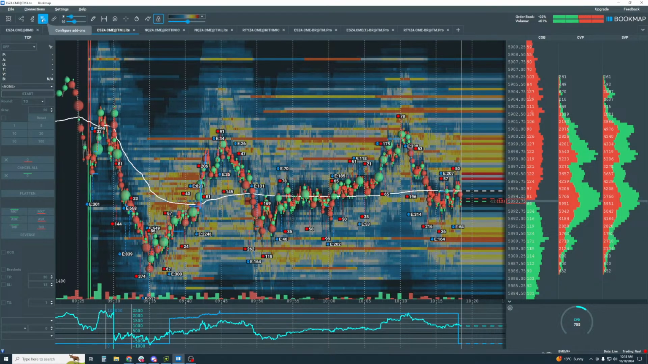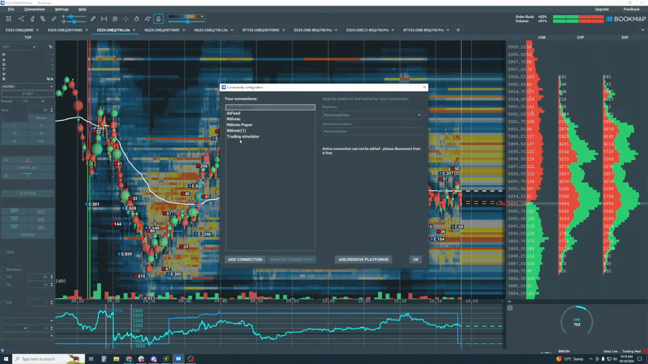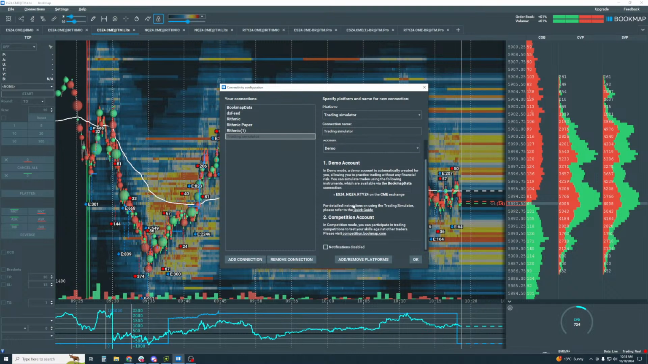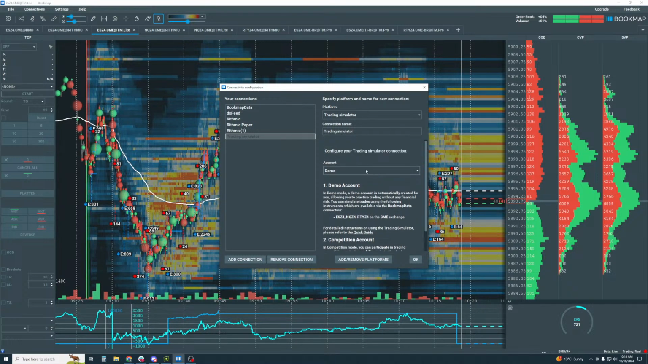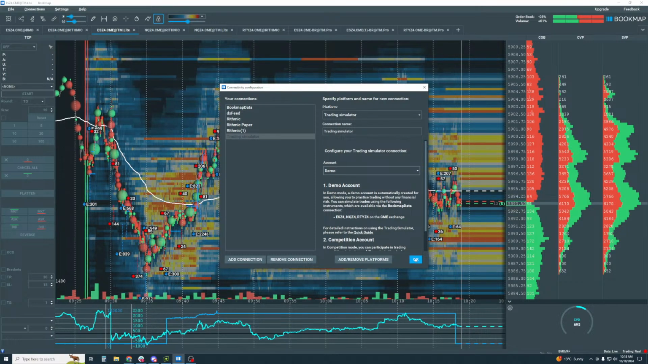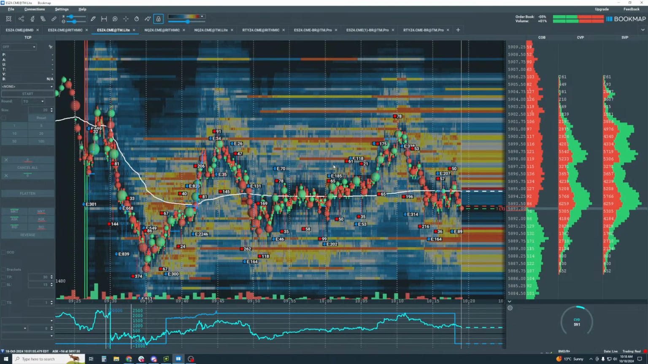Now let's go up to our connections here, and we're going to configure them. We're going to go to our trading simulator here, and this is how you're going to connect to either a demo account or a competition account. You click on the drop down here, and this is the competition one or the demo one. For now, I would recommend that you go to the demo account and trade size in here, because it will be documented in your journal and everything.